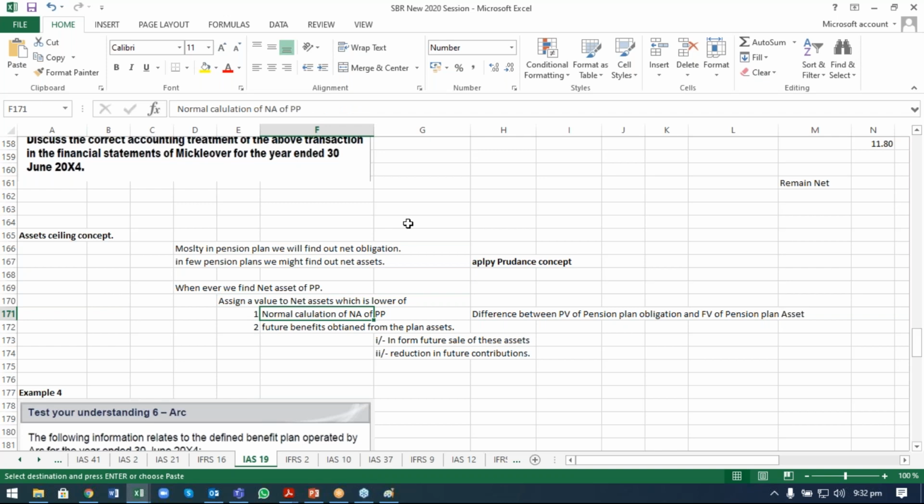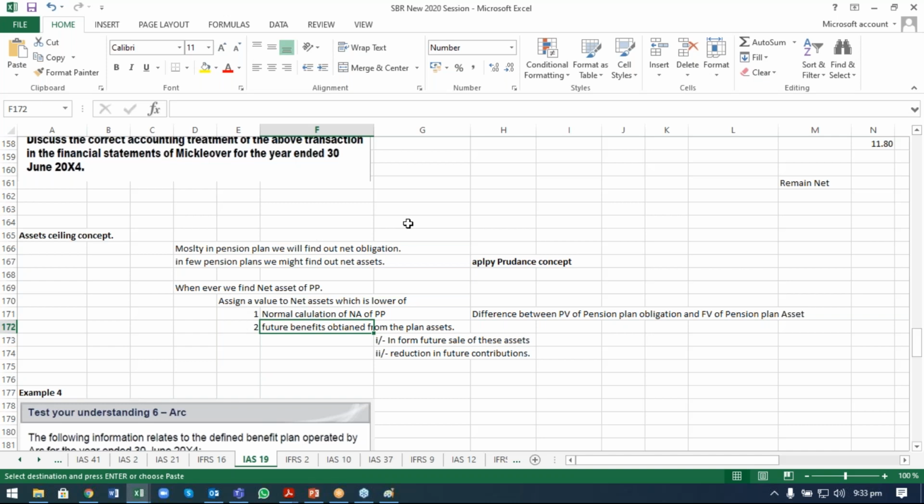Normal calculation of net assets of the pension plan: you calculate the difference between the present value of the pension plan obligation and the fair value of the pension plan assets. Very simple calculation. You calculate the fair value of pension plan assets, and you deduct the present value of the pension plan obligation, which is provided by an actuary. So this is the normal calculation. Second is how much benefit you can obtain in future from these pension plan assets.